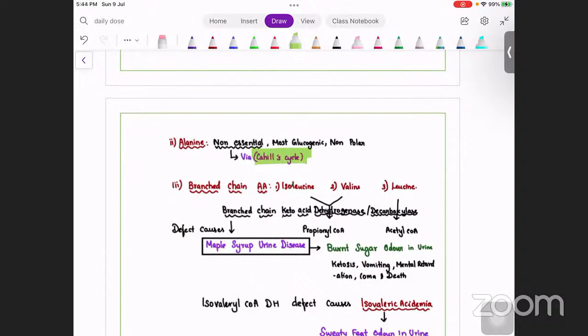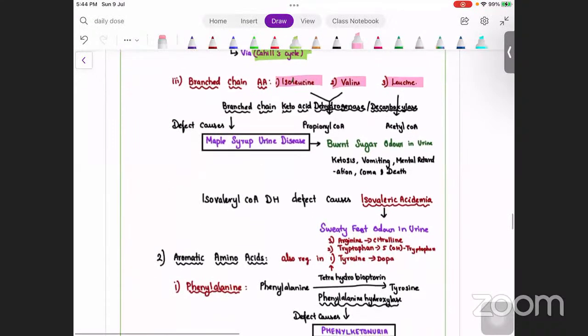Now is your branched chain amino acids. What are the branched chain amino acids? We used to remember it with the mnemonic "I love Valeria." So isoleucine, leucine, and valine are the branched chain amino acids. Branched chain aliphatic amino acids are ILV. That is your isoleucine, leucine, and valine.